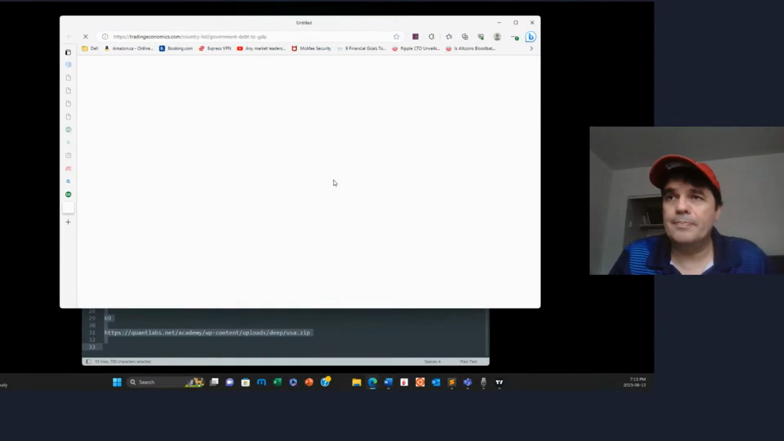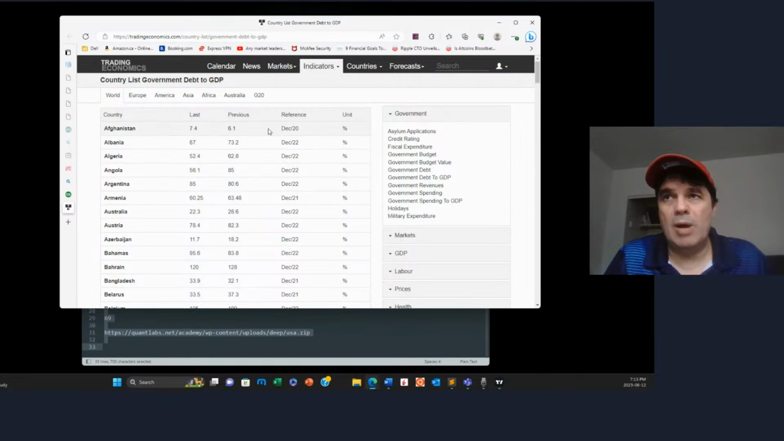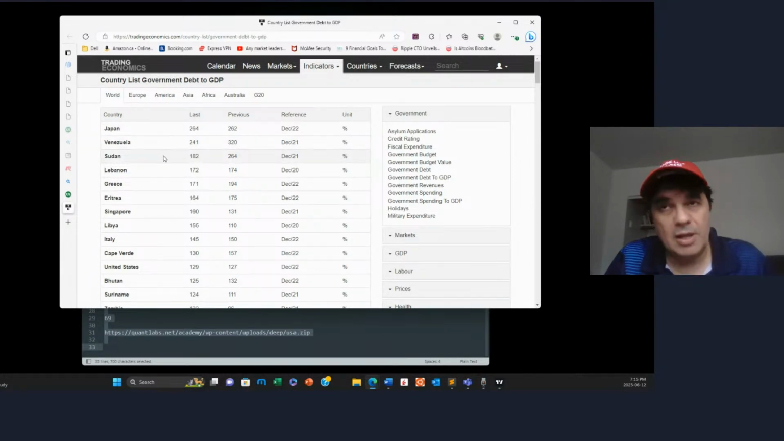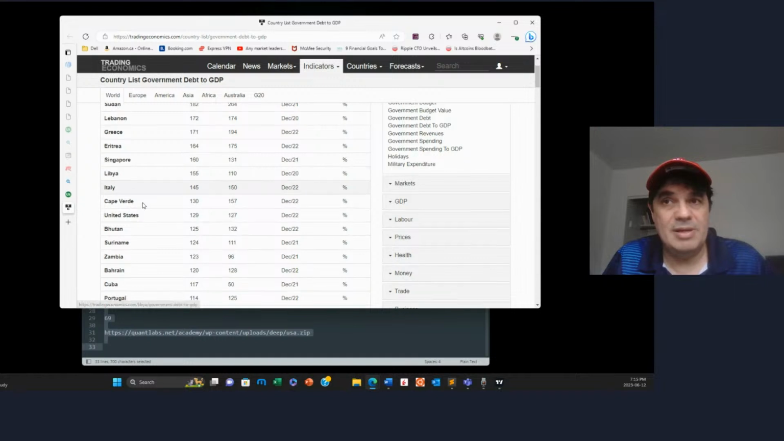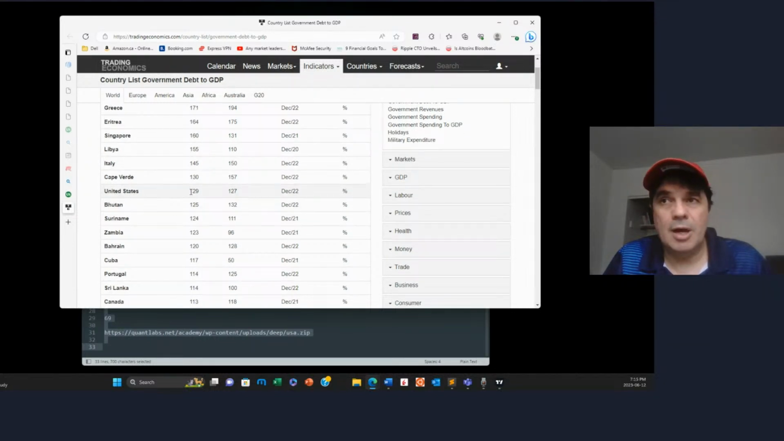Okay. So here's all the countries that owe money based upon national debt and your GDP, your production in the country. You can see here you got Japan, and then we got Venezuela. That's why you hear about Venezuela and the US dollar, blah, blah, blah. Sudan, Greece. This one, Singapore, is a little different. Singapore is a very government subsidized country, but very, very wealthy. They can afford to do this. You got the likes of Libya, and there you go, US, 129.